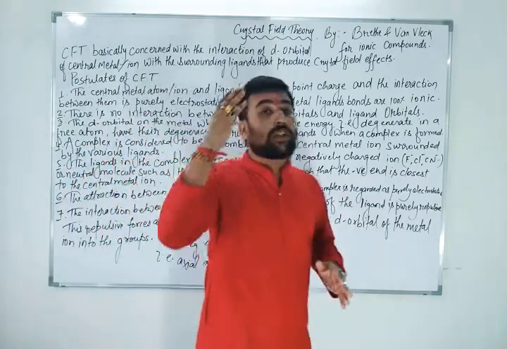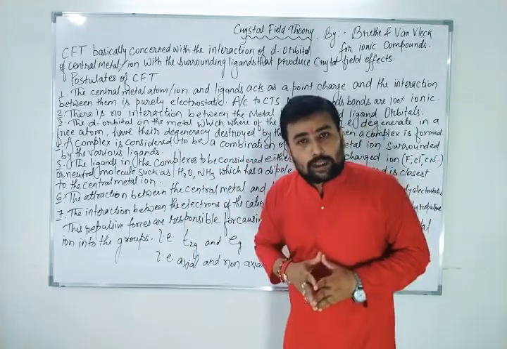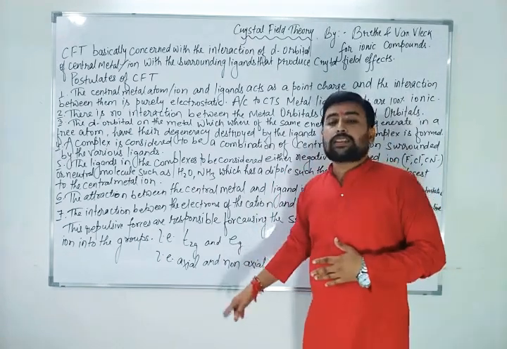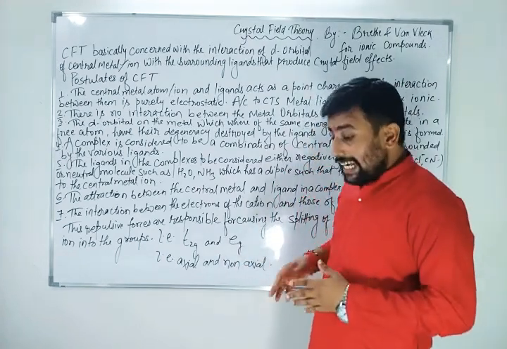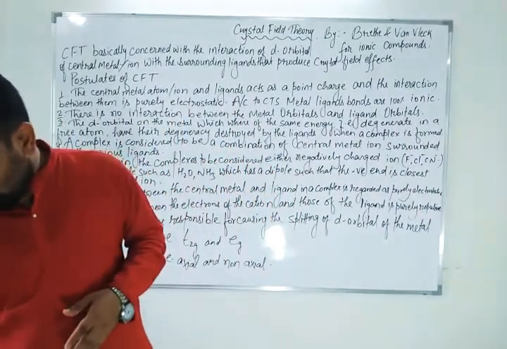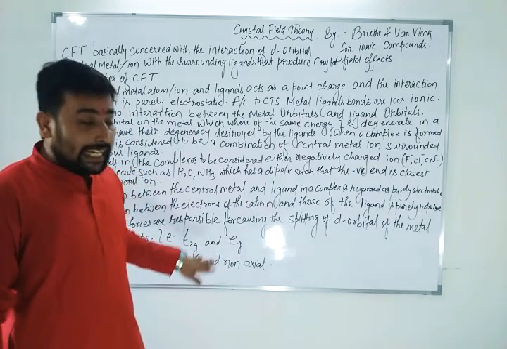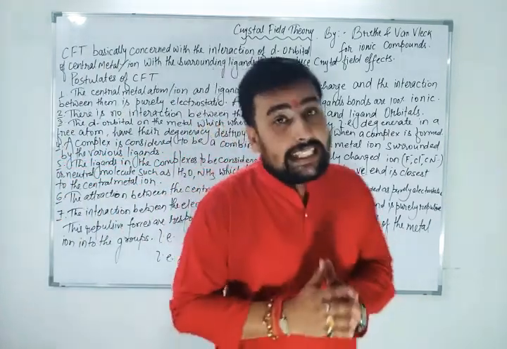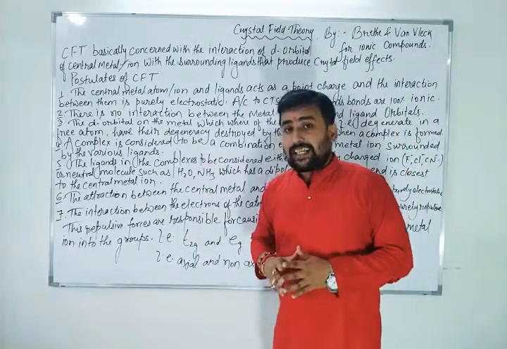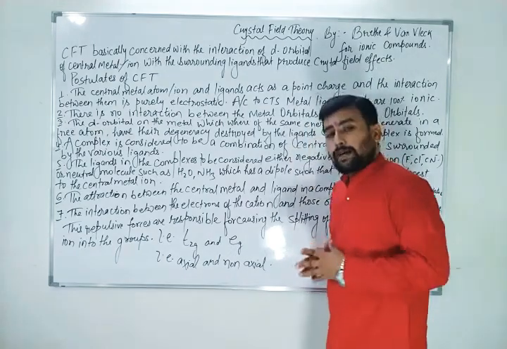If anybody asks you what the axial orbitals are and what the non-axial are: dxy, dyz, dxz are the non-axial orbitals, and dx square minus y square and dz square are the axial orbitals, which take part in the bonding.